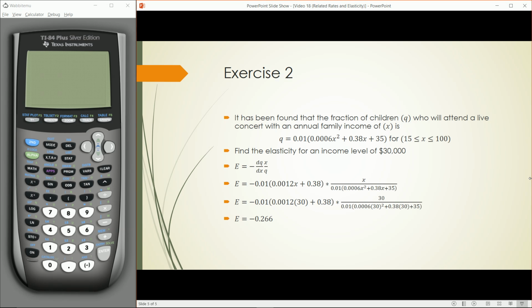Now, interpretation. It's less than 1, so it's inelastic again, because a slight change in the price or family income level doesn't change the demand a lot. If you go up by $1,000 or down $1,000 in your annual family income, it's not going to change too much.